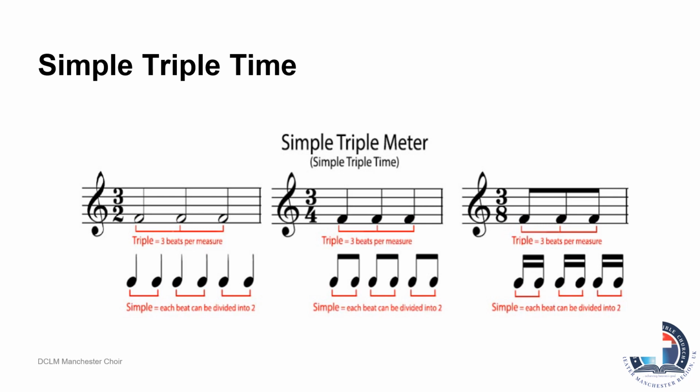For 3/8, 3 quaver beats in a bar, we said it is simple because each note is divisible into 2. 1 quaver divided into 2 is 2 semiquavers, and a second quaver, another 2 semiquavers, a third quaver, the last set of 2 semiquavers. So that's why it is simple, because each beat can be divided into 2. It's triple because there are 3 of them occurring in each bar.